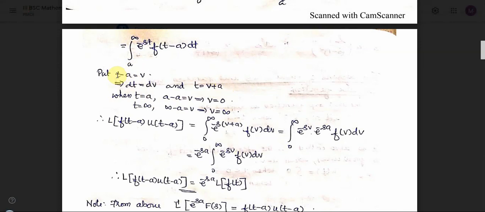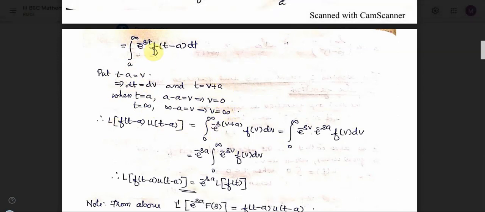Now we have to change the limits when we use the substitution method. Therefore, when t is equal to a, here it becomes a minus a is equal to v, that is v is equal to 0. When t is equal to infinity, v also is equal to infinity. Therefore, we will do the substitution in the integral. The limits are from 0 to infinity now.